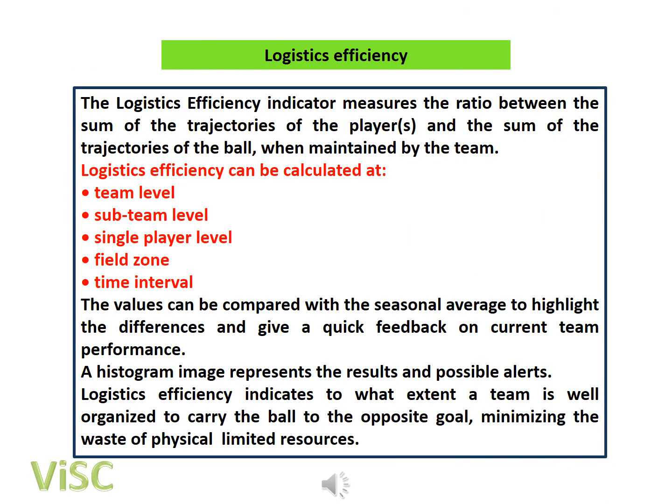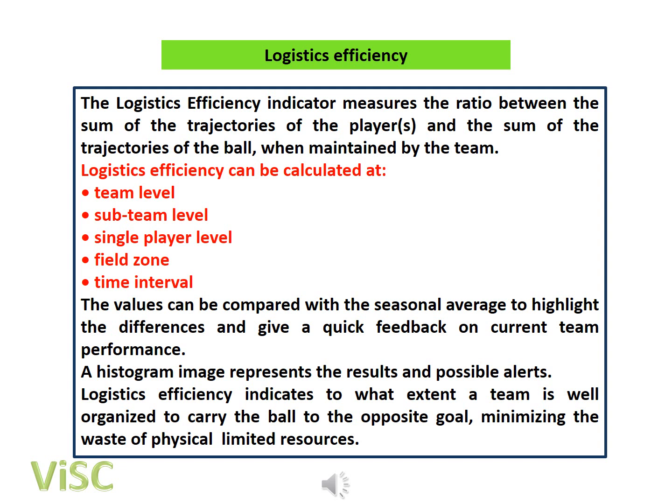The logistic efficiency indicator measures the ratio between the sum of the trajectories of all the players of the team and the sum of the trajectories of the ball when maintained by that team. Logistic efficiency can be calculated at different sub-team levels. The value can be compared with the seasonal average to point out the difference and give the coach quick feedback on current team performance.